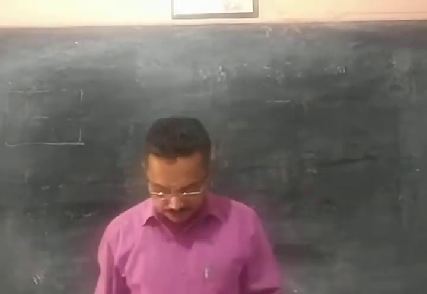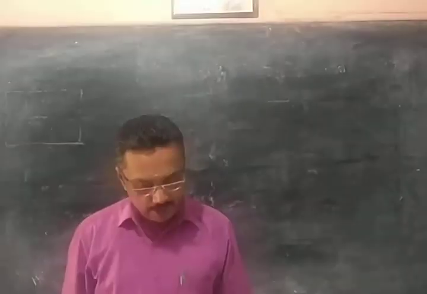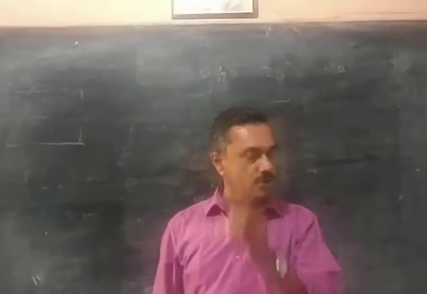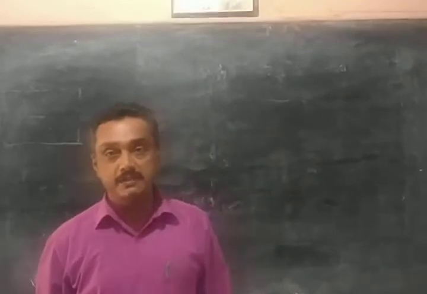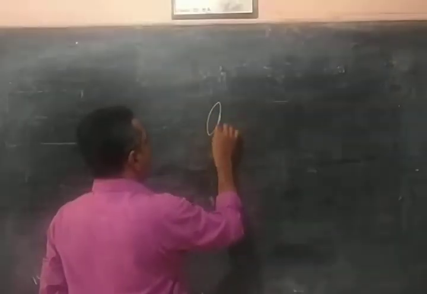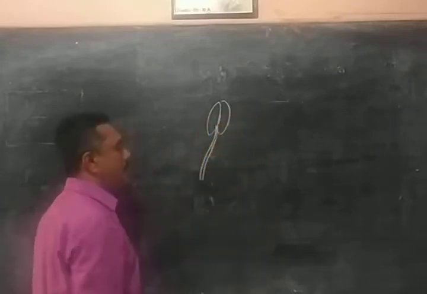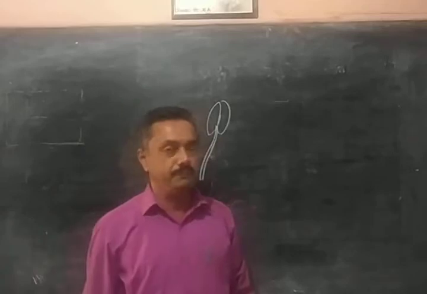Then comes the stamens. Placentation is over. Then comes the stamens, which may be joined or free. You know, the male part is called the androecium and the female part is called the gynoecium. This is the male part of the flower called the androecium.